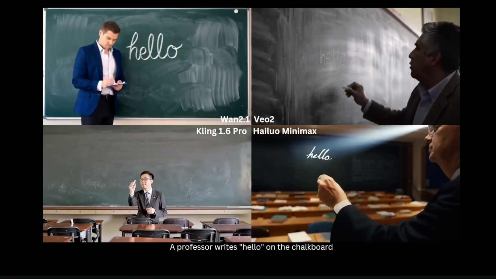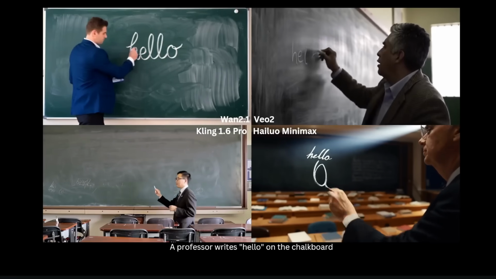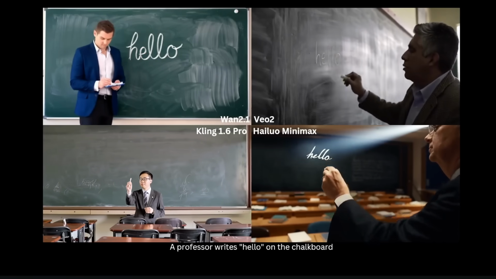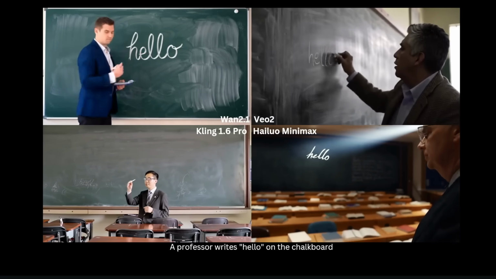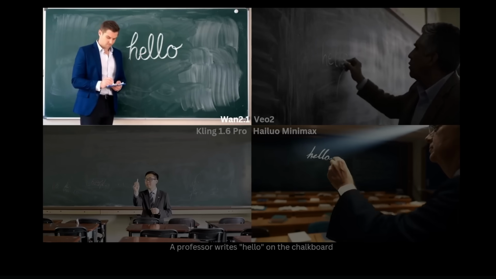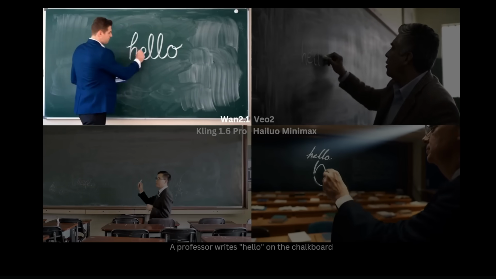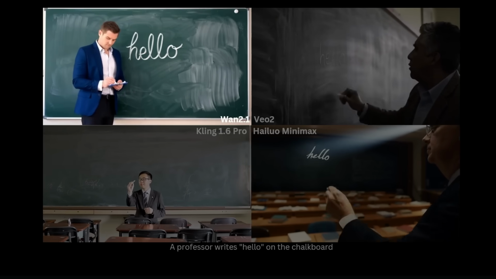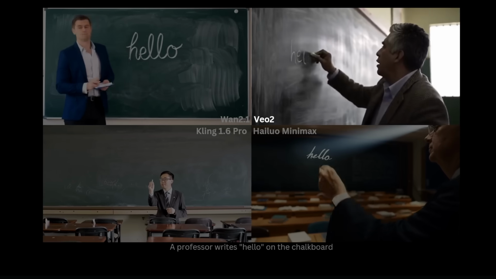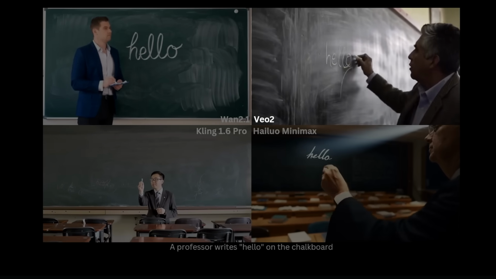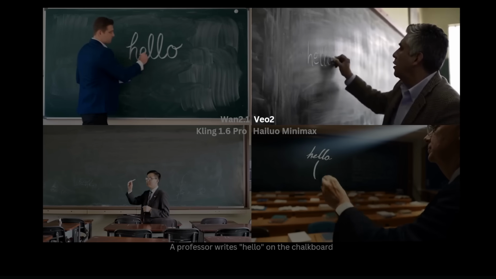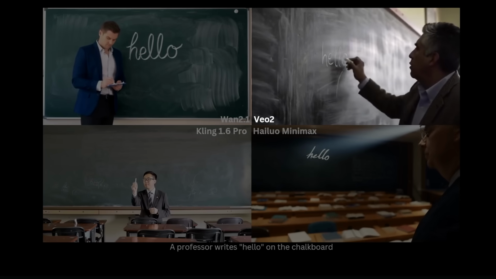Here's a test on its ability to generate text and writing in a video. So the prompt is a professor writes hello on the chalkboard, and none of them get this correct. If you look at Wan, first of all, the professor isn't actually writing the word hello on the chalkboard. The text already exists there. And then even with VO2, the professor isn't writing each letter of hello on the chalkboard. You can see there are some flaws with how he writes on the chalkboard.